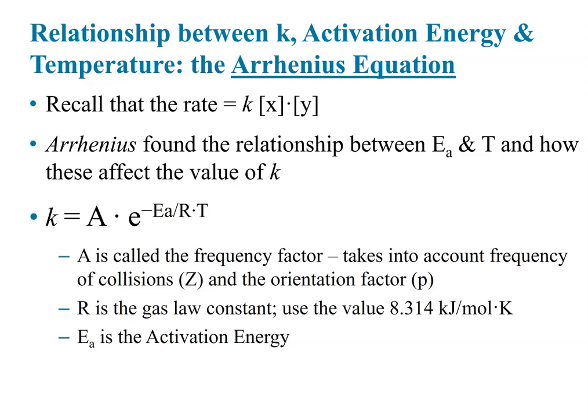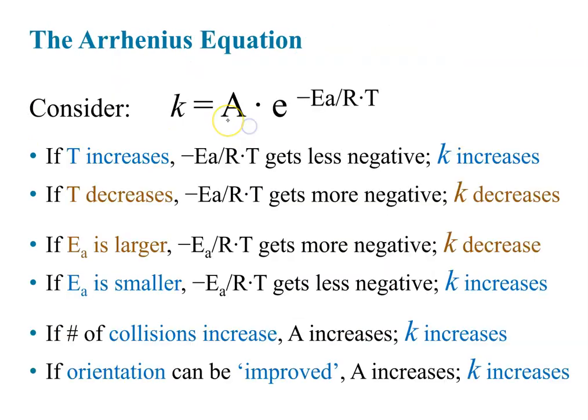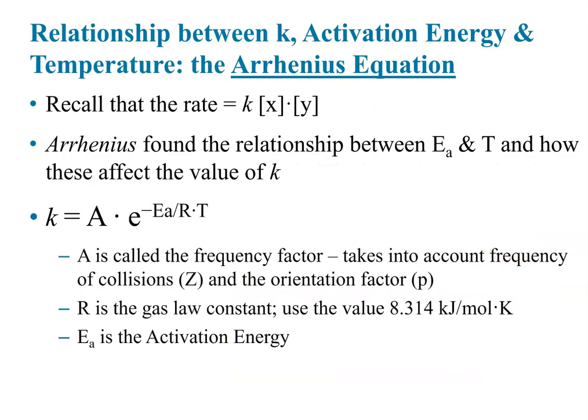And so this is the rate, your typical differential rate law. And again, temperature and all these things do not appear in this equation, but K does. And so what Arrhenius found was that the value of K was affected by the temperature and the activation energy, and a third factor called the frequency factor. And this is the relationship he found.